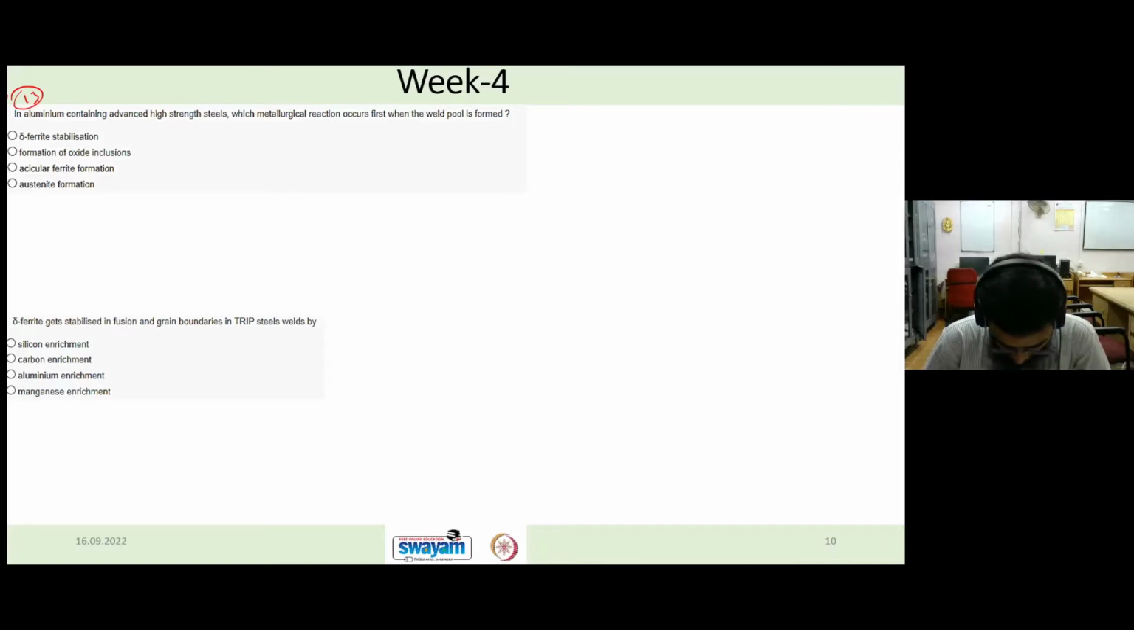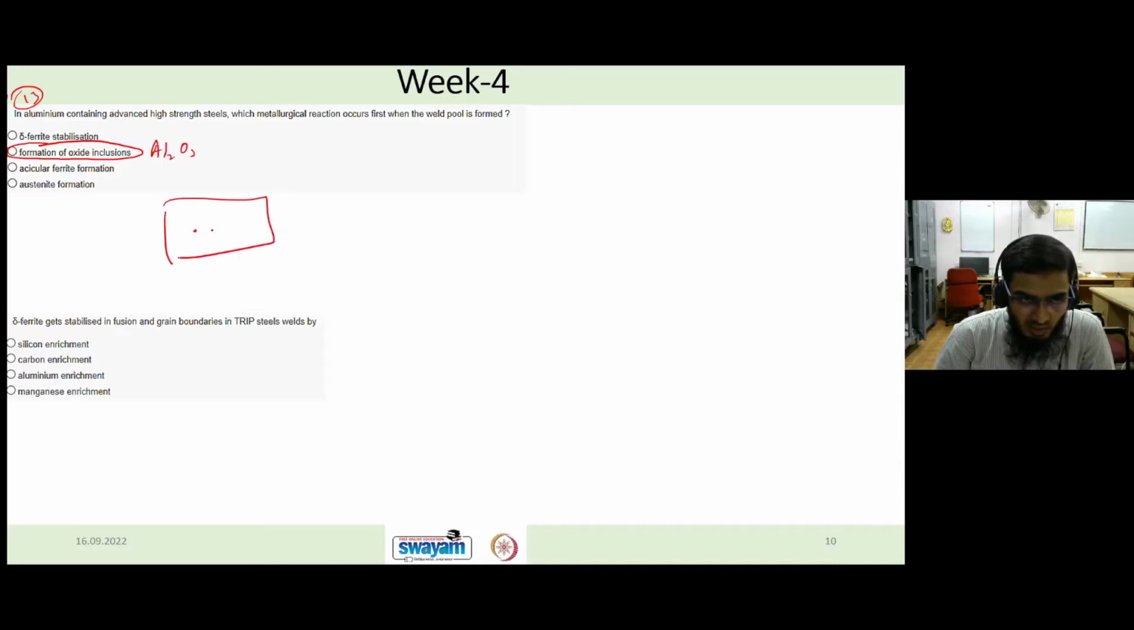Acicular ferrite formation, that is not true. The first thing which will be forming is the formation of oxide inclusion. First of all, the oxide will form. Let's say here it is aluminum, then Al2O3 will form. Let's say this is our liquid melt. First of all, oxide inclusion will form. Upon that, the ferrite will form. This is our ferrite, and this ferrite will form on the inclusion.